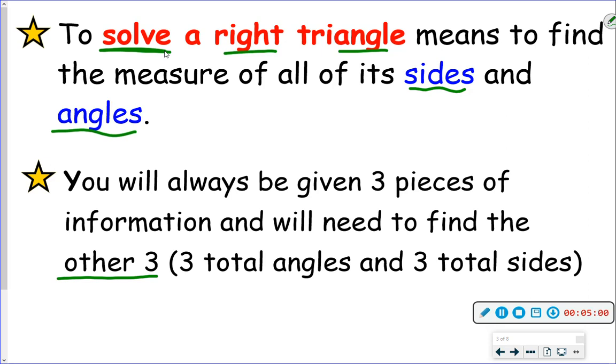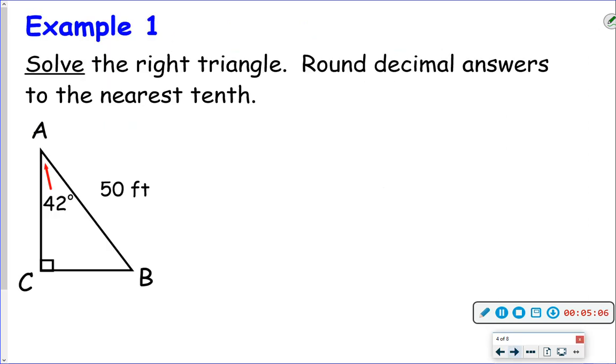I might use the 30, 60, 90 stuff if I have it. We probably don't, but I'm mostly using the Pythagorean theorem and SOH-CAH-TOA today. All right, so let's take a look at it. Solve the right triangle. Round decimal answers to the 10th. So let's see what I gave you.